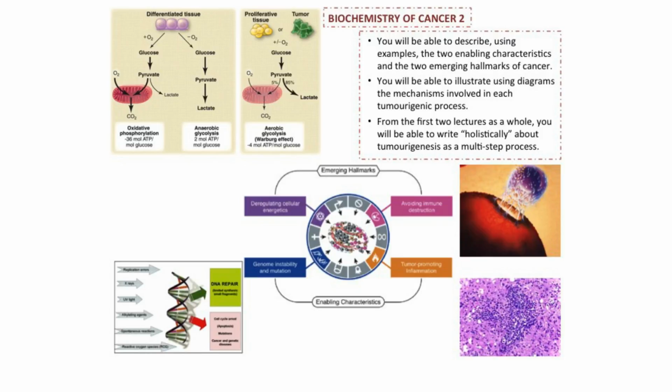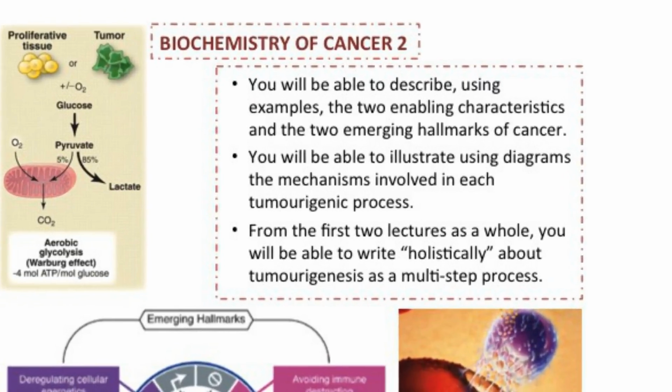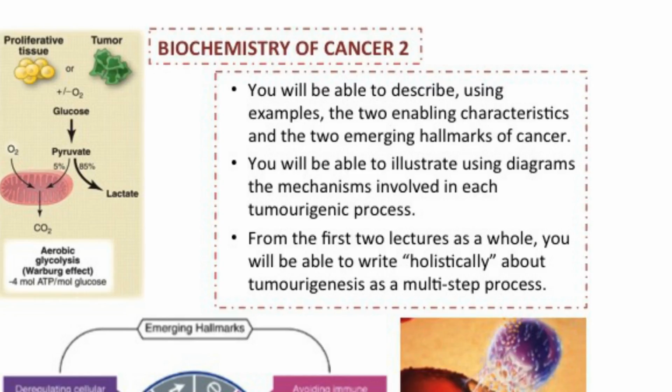The Biochemistry of Cancer, Part 2. By the end of this lecture, you will be able to describe, using examples, the two enabling characteristics and the two emerging hallmarks of cancer. You will also be able to illustrate using diagrams the mechanisms involved in each tumorigenic process, and from the first 3 lectures as a whole, you will be able to write holistically about tumorigenesis as a multi-step process.